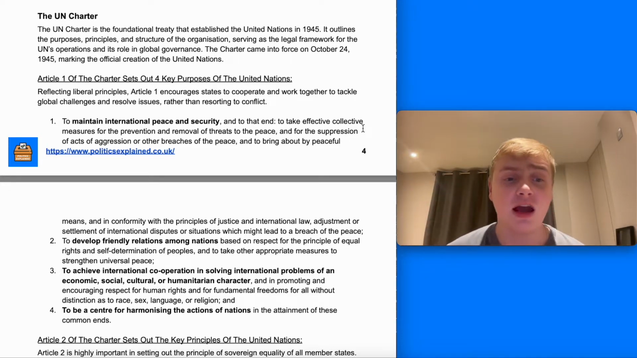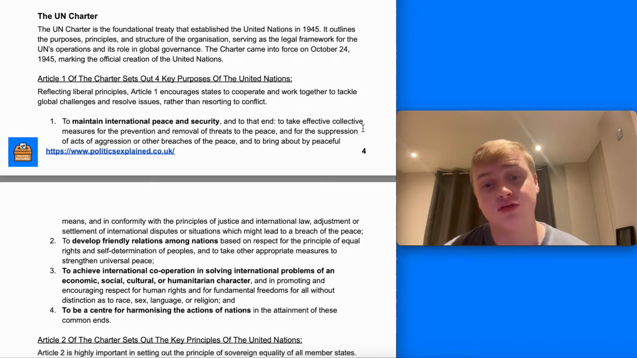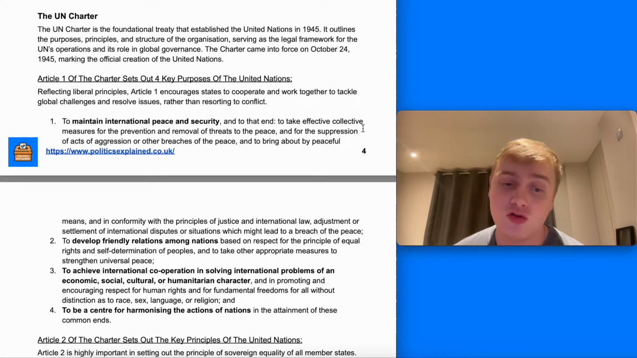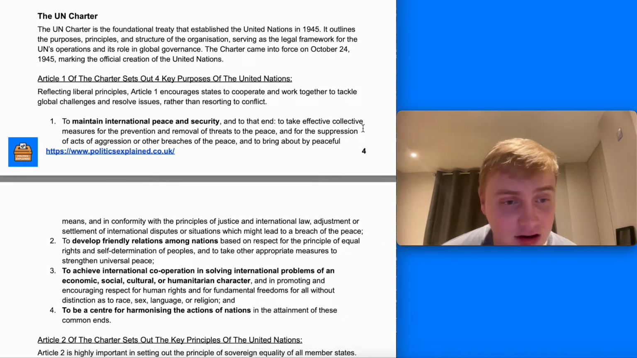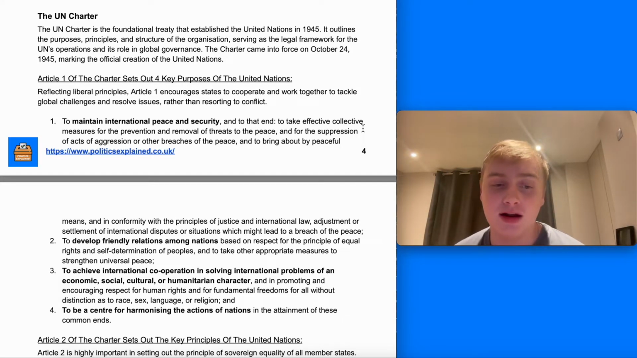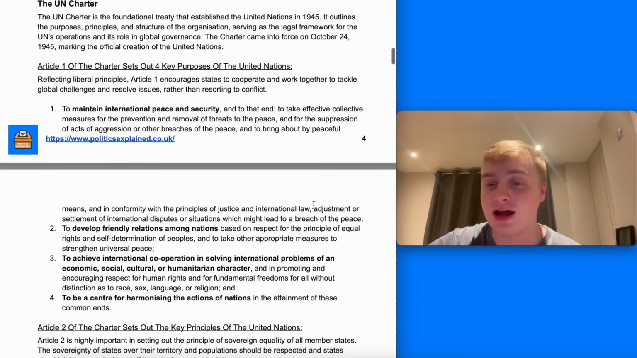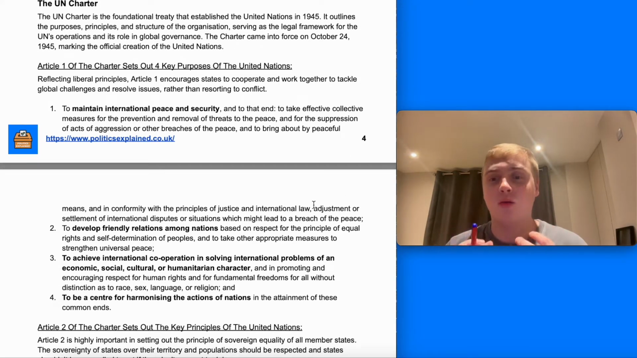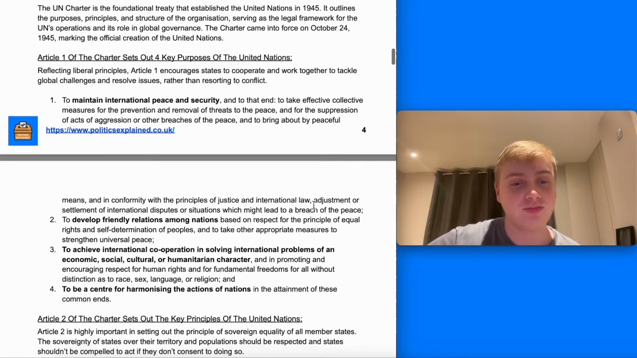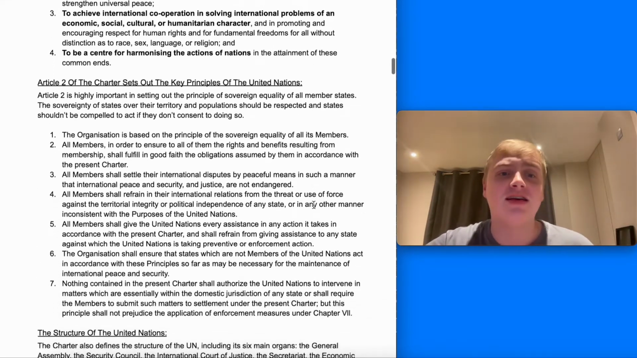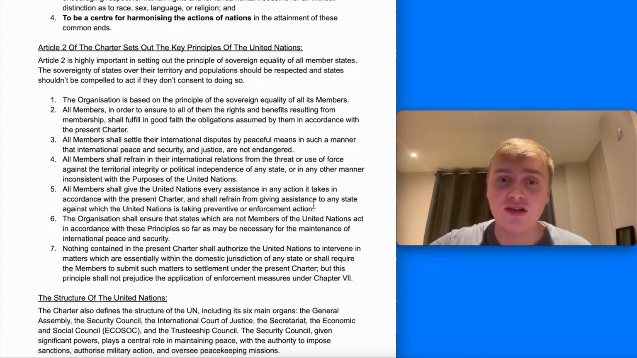To develop friendly relations among nations based on the respect for the principle of equal rights and self-determination of peoples. To achieve international cooperation in solving international problems of an economic, social, cultural, and humanitarian character, and to be a centre for harmonising the actions of nations in the attainment of these ends. So it's supposed to be this centre where states come together and really try to prevent conflict and work together to tackle shared challenges.